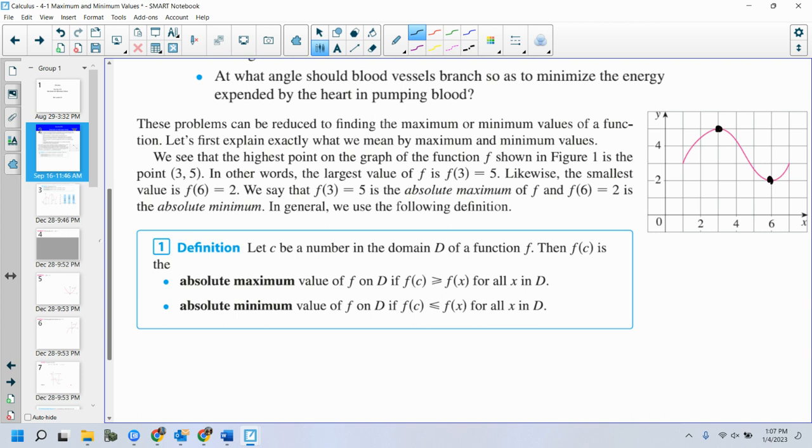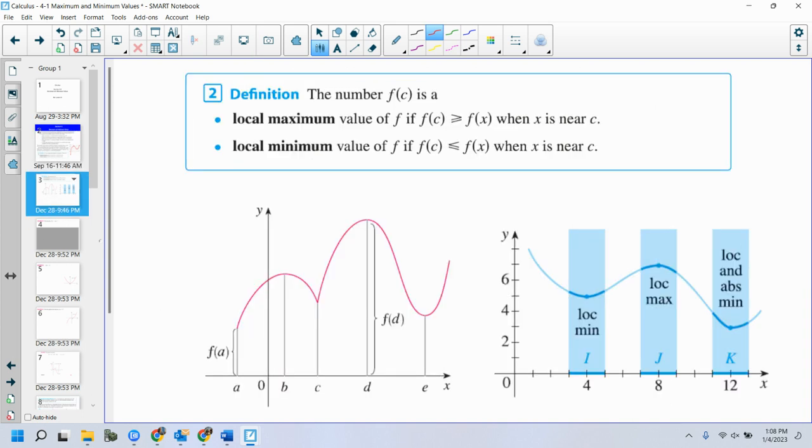Now, you know what throws things off? If I continue that function onward, and it's no longer on a closed interval, if I continue that function up and down, are those 2 points absolutes? Is that dot at (3, 5) the biggest? No, because there are other y values that are bigger. So how do we talk about that? Well, that's no longer an absolute maximum or minimum value. It's still got a special name. It's what's called a local maximum or minimum value.